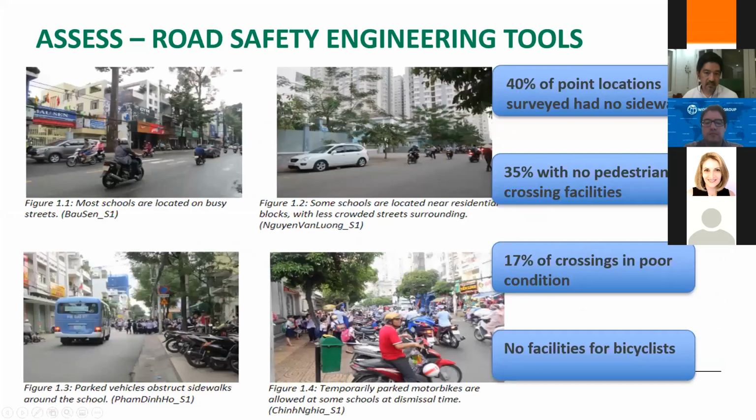All these assessments have helped us better understand the current situation. These reports are made public, and you can download and access them from the iRAP website. But when looking at the entire data that was presented, we realized that, for example, 40% of point locations surveyed had no sidewalk, and 35% had no pedestrian crossing facilities. And there were many other issues. For example, there were no facilities for bicyclists.